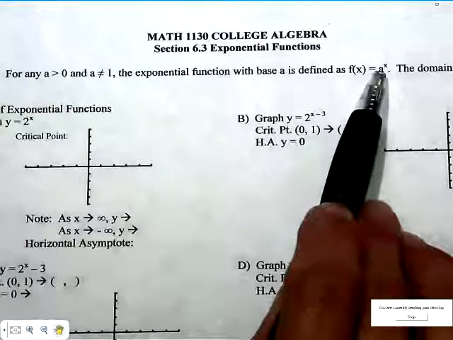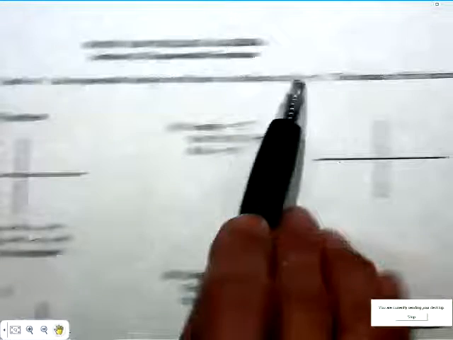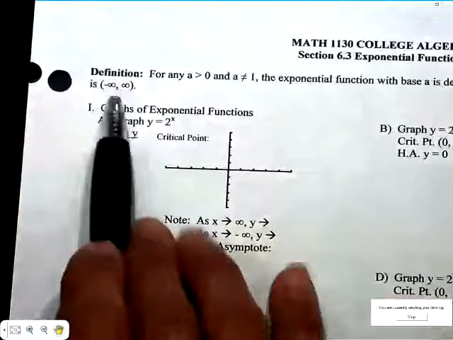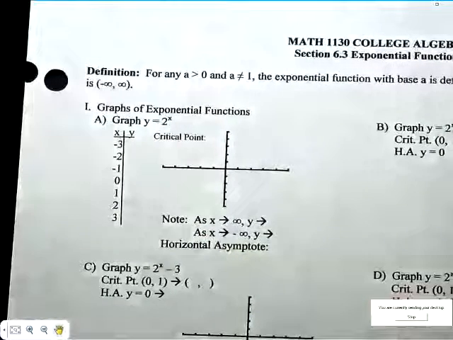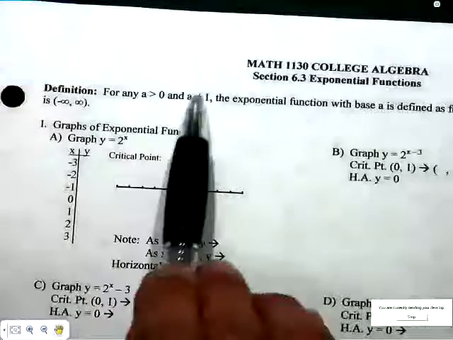Domain, as always, refers to what you can let x be. This says you can let x be anything. There are no restrictions on x. The domain of the exponential function is all real numbers, or negative infinity to infinity. Now, let's talk about why we only want to use positive bases not equal to 1.